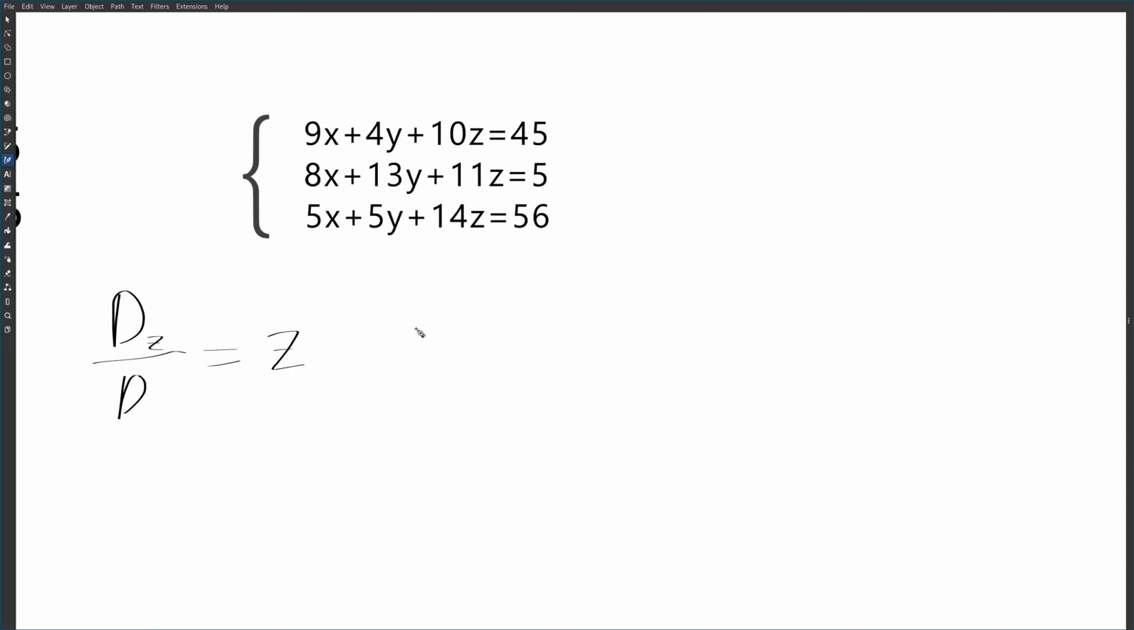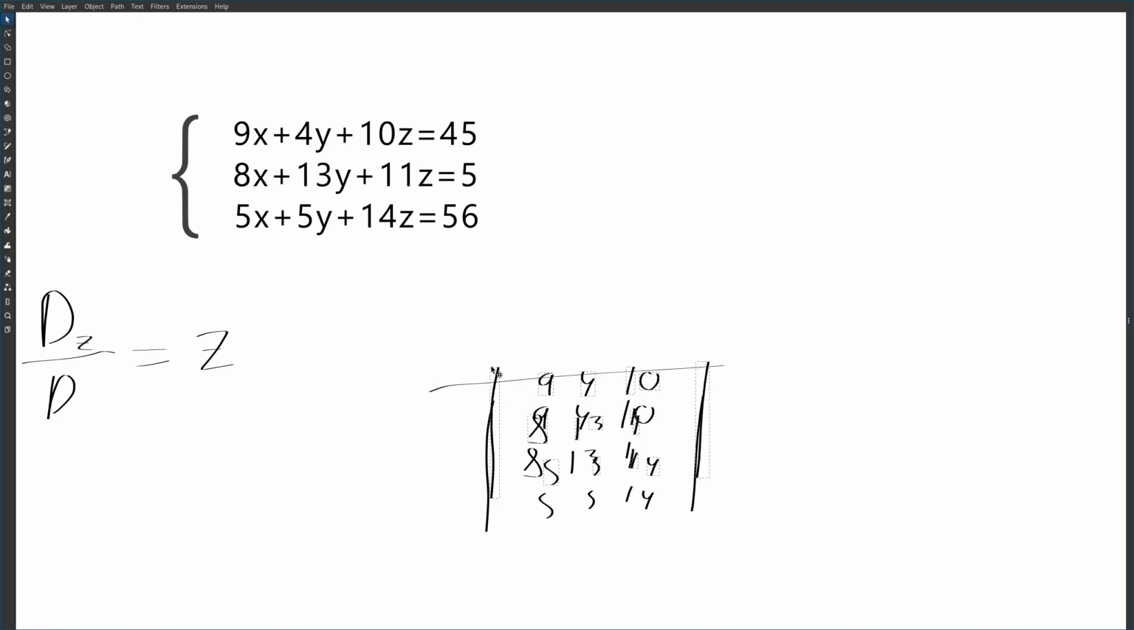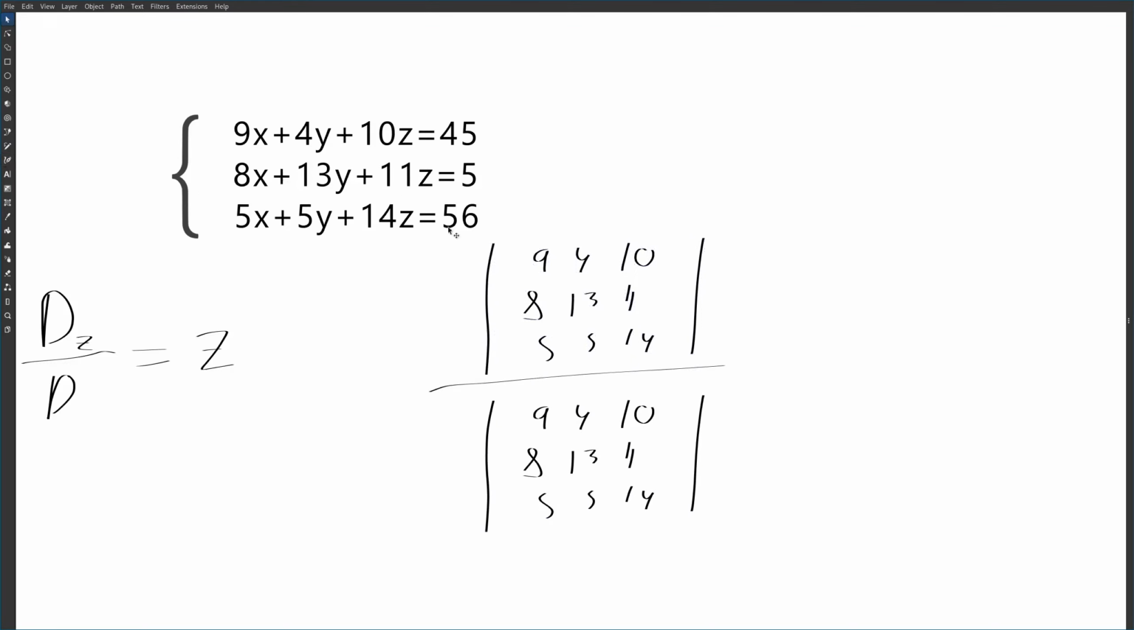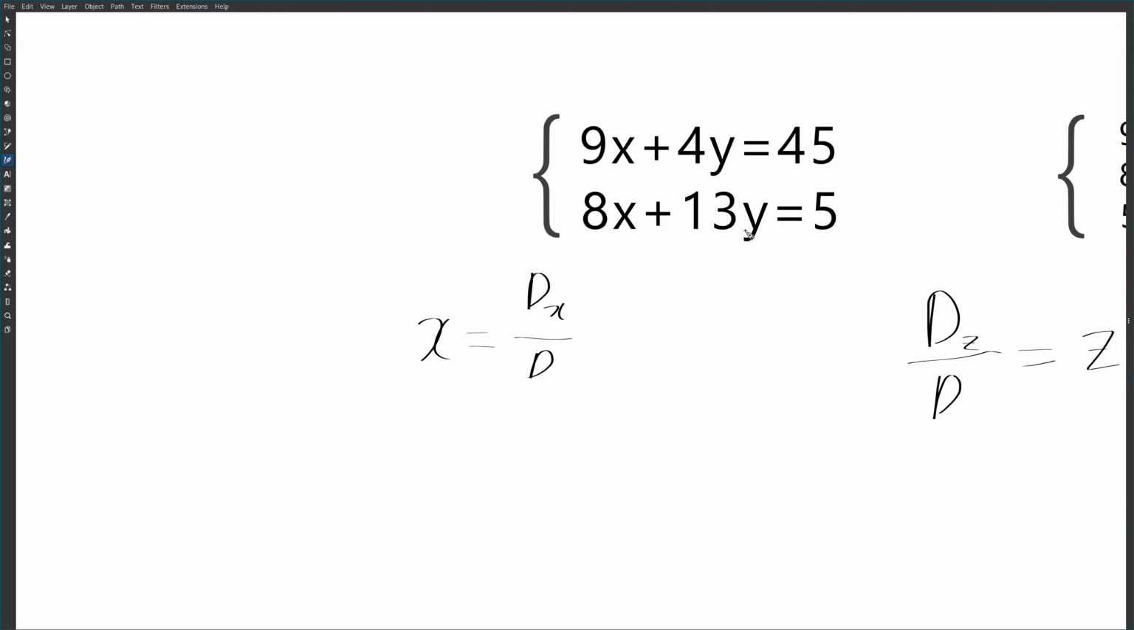Okay, so let's write these out. The bottom determinant is going to be 9, 4, 10, 8, 13, 11, 5, 5, 14, and you're going to copy this to the top. Okay, and since we want to solve for z, we're going to remove everything in the z column and replace it with this one. Okay, so 45, 5, 56. And now you would just compute this by hand or plug it into a calculator. That is your answer for z. Okay, and now let's go into some problems.